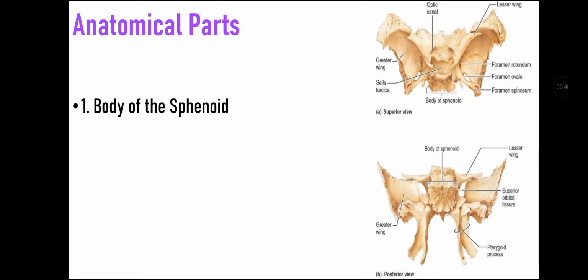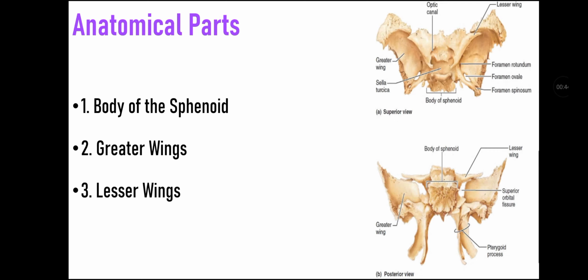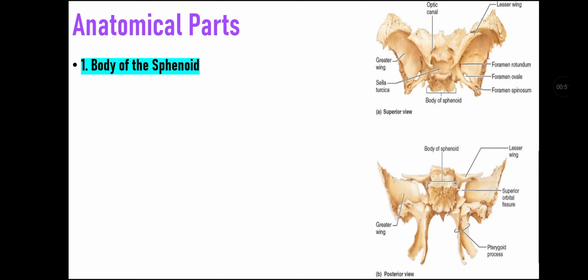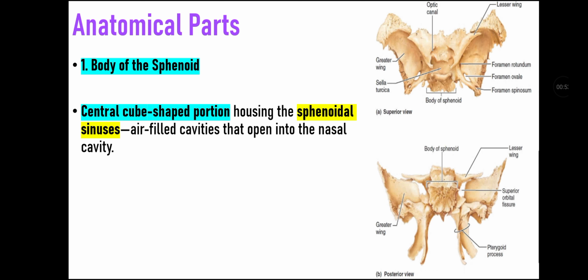Let's talk about anatomical parts of sphenoid bone. It includes body of sphenoid, greater wings of sphenoid bone, lesser wings, and pterygoid processes. Now let's talk about these anatomical parts one by one. First is body of sphenoid. That is central cube-shaped portion.